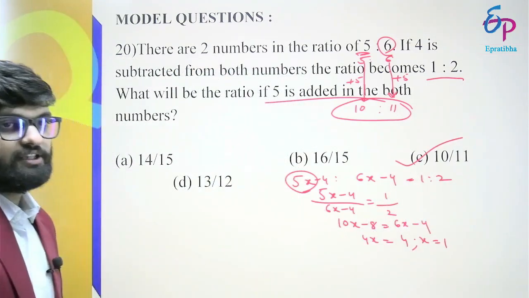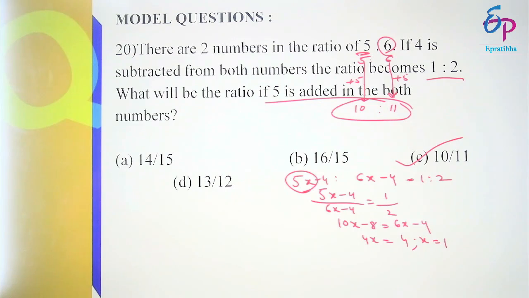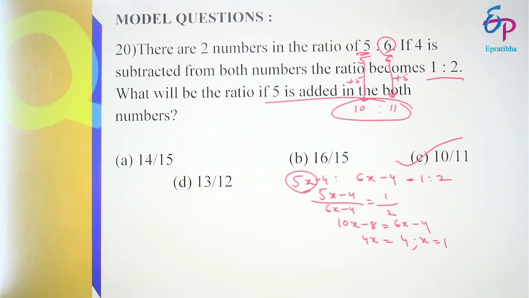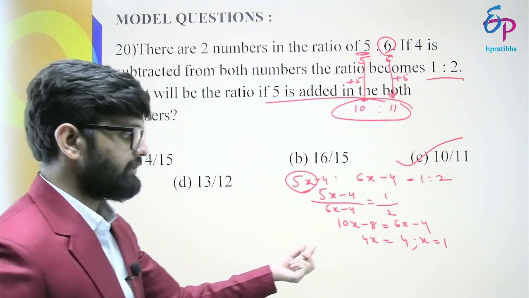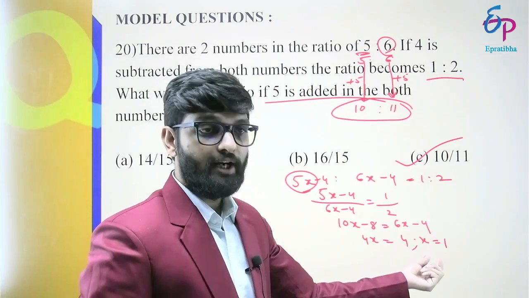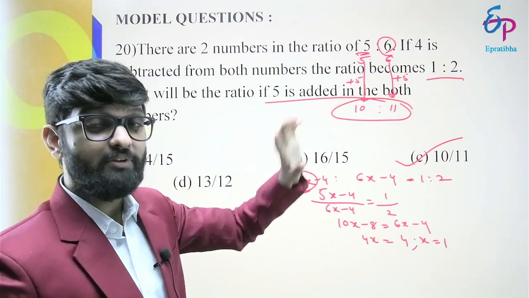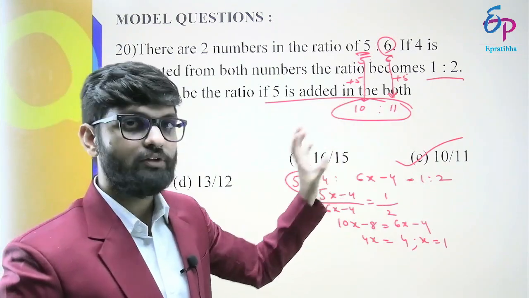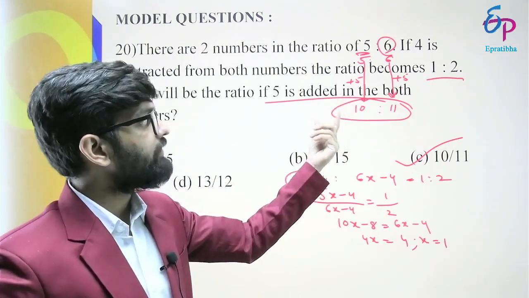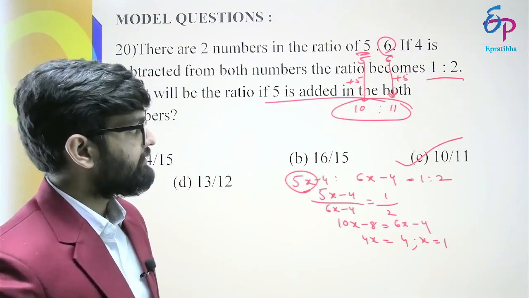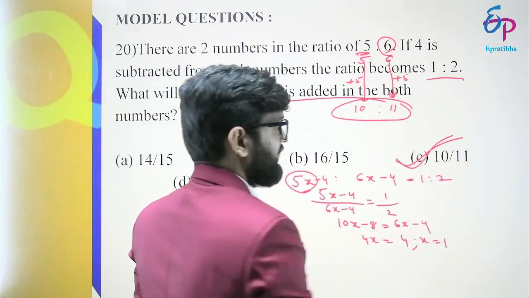Okay. So you can see there, 5x minus 4 and 6x minus 4, that is equal to 1:2. 5x minus 4 by 6x minus 4 is 1/2. 10x minus 8 is equal to 6x minus 4. So 4x is equal to 4, I am getting x is equal to 1. As soon as I get x is equal to 1, that means the 5 will be 5 only, the 6 will be 6 only. If I add 5 plus 5 it will become 10 and 6 plus 5 it will become 11. So what is the answer? 10:11 or 10/11, it is one and the same.